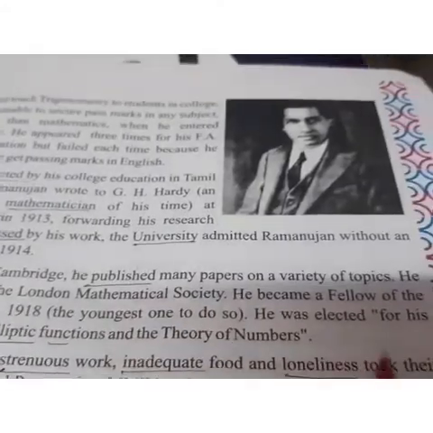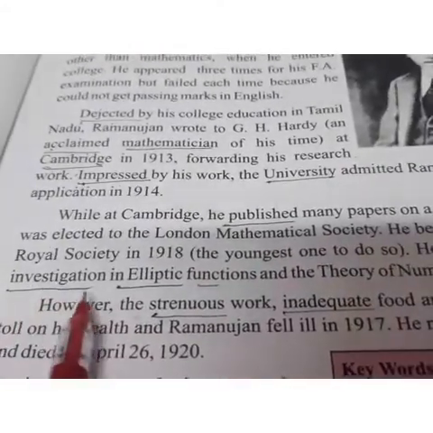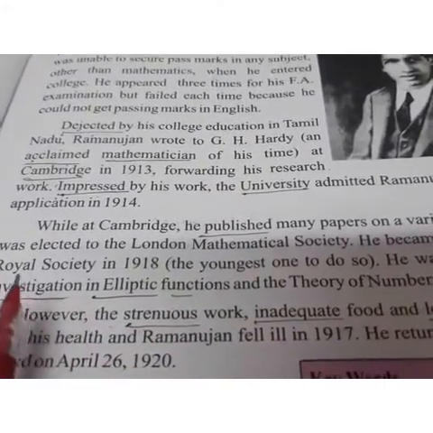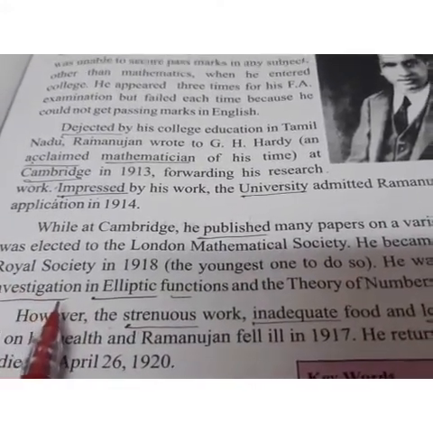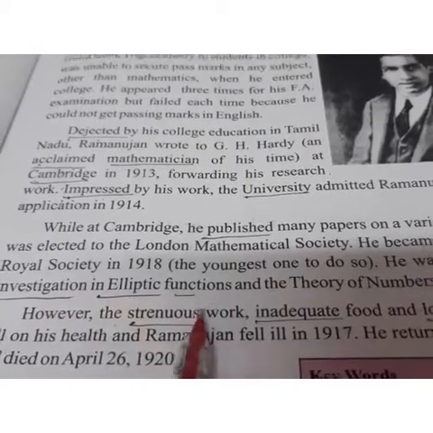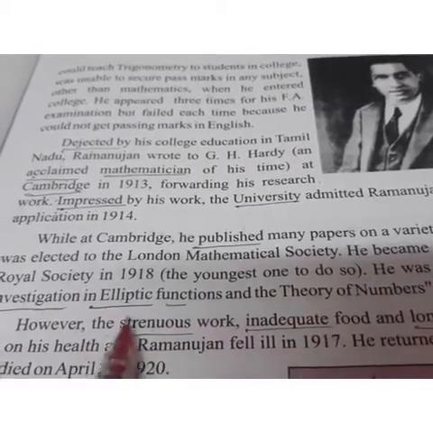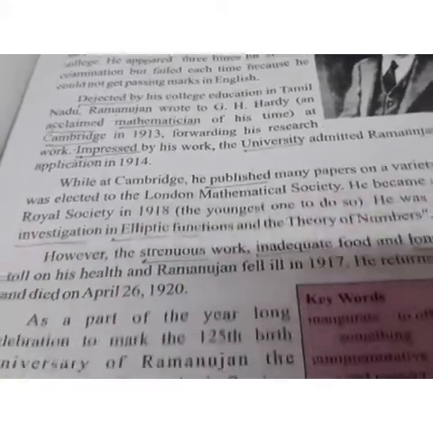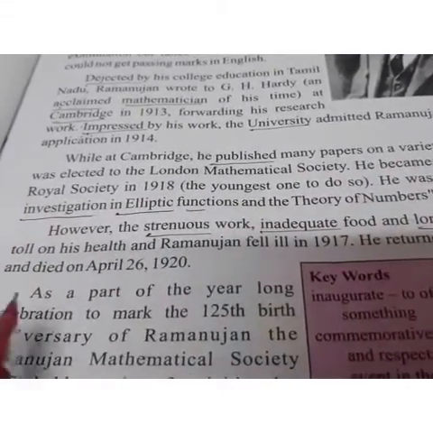He was elected for his investigation of elliptical functions and the theory of numbers. Why was he elected as a fellow? Because he did research work in elliptical functions and the theory of numbers. उसके वजह से उनको 1918 में वो fellow मिला था रॉयल सोसाइटी का.